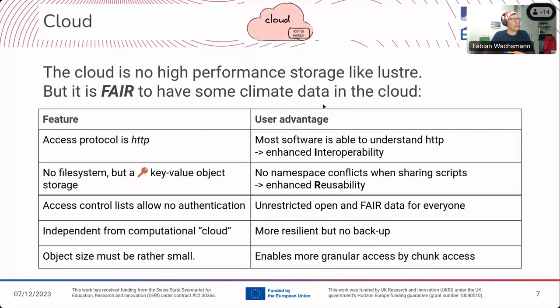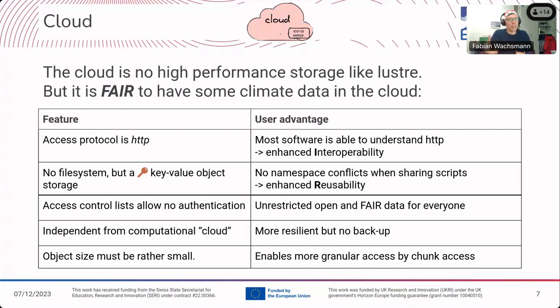So cloud storage is no high performance storage. If you work on the Lustre file system, you have the best latency. You also have the best throughput if you stay on the system. But it is also fair to have some climate data in the cloud, and FAIR is here the acronym for findable, accessible, interoperable, and reusable. And this comes from the features of the cloud. The 2 basic ones that I already introduced mean for the user the following advantages. If you have access via HTTP, most software is able to understand it because it's the absolute standard protocol.